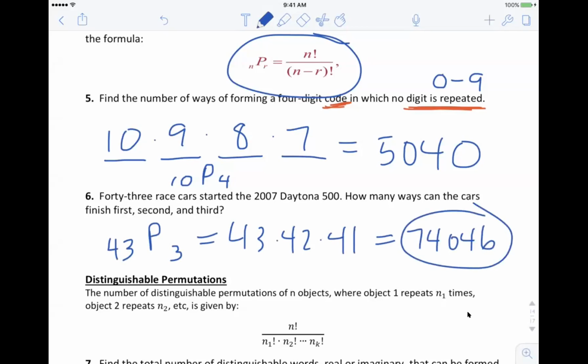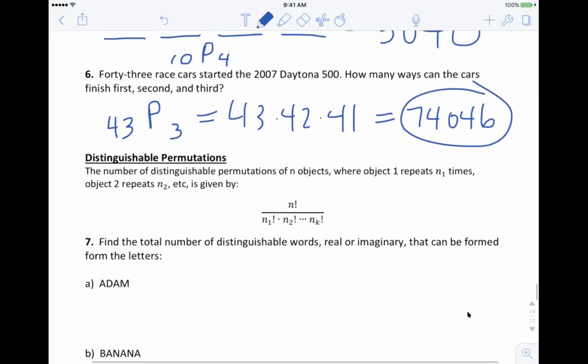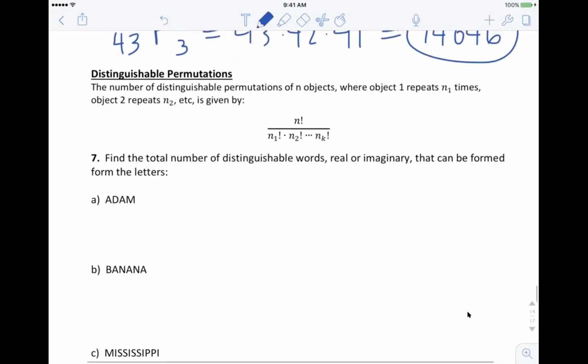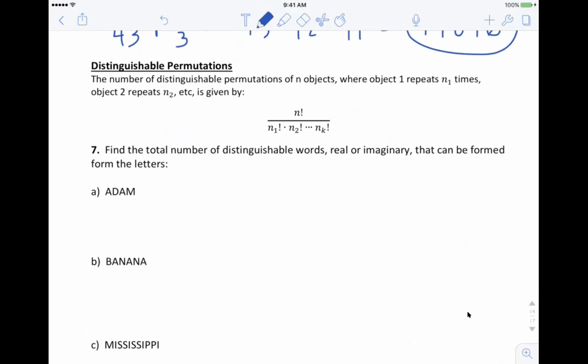All right, we got one more type of problem here, but I'm running a little bit out of time. I'll do another quick video on distinguishable permutations on the next handout.